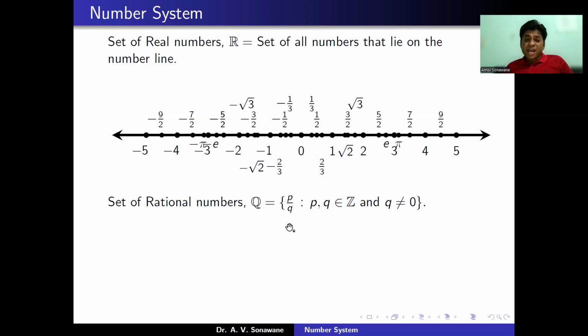In fact, if you take any number p by q, where p and q are integers and q is non-zero, that we can show on the number line. Means each rational number lies on the number line. And this number line also contains the numbers we cannot express in the form of p by q, where p and q are integers and q is non-zero, and these numbers are called irrational numbers.